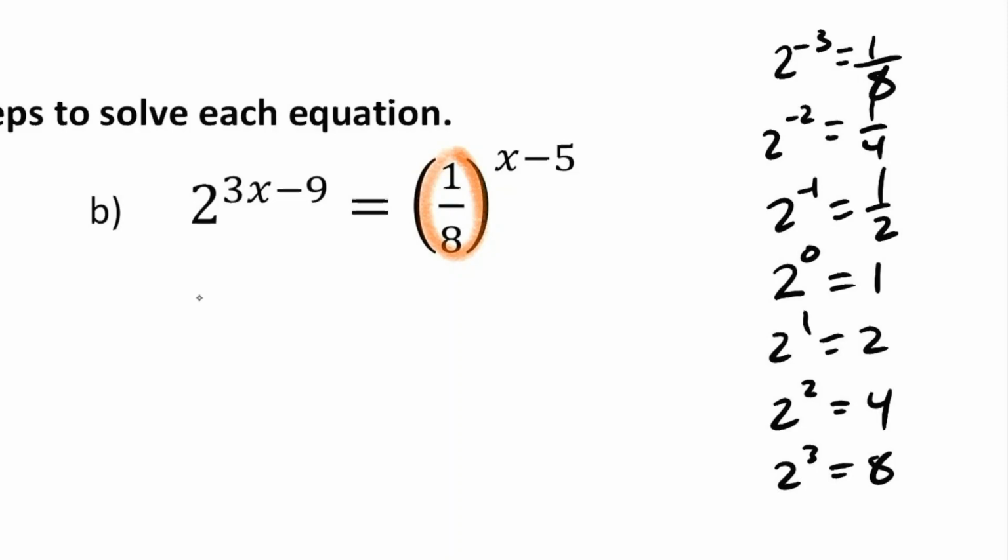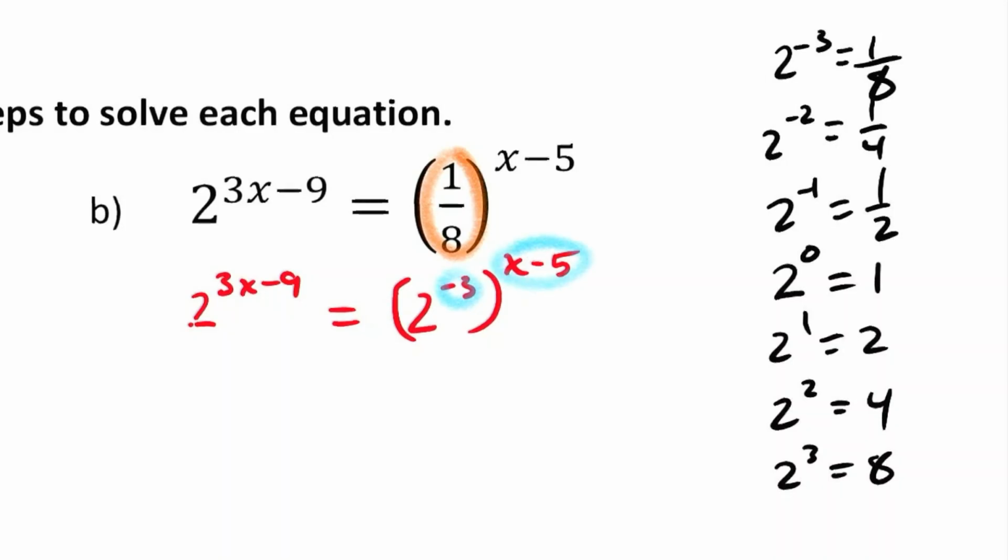So I'll just rewrite the left-hand side. It's going to be 2 to the 3x minus 9 power, and that will equal 1/8. I'm going to rewrite that as 2 to the negative third, and then I'm raising that to the x minus 5 power. So what I have here is a power raised to a power, right? When I raise that power to a power, that side's going to become 2 raised to the negative 3x plus 15 power.